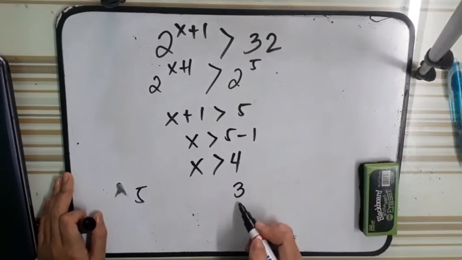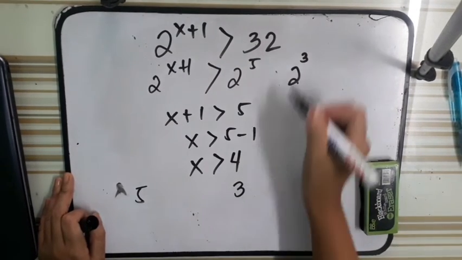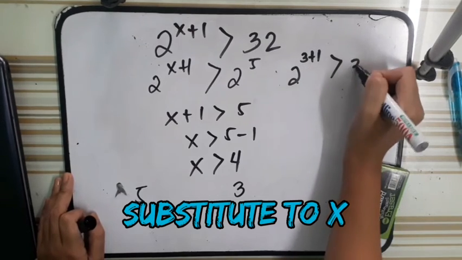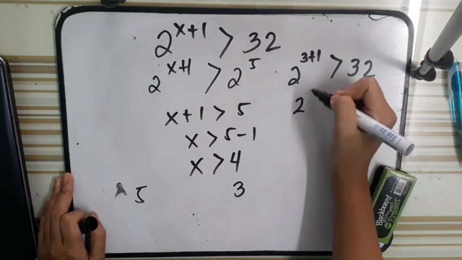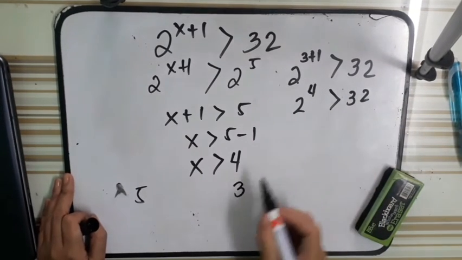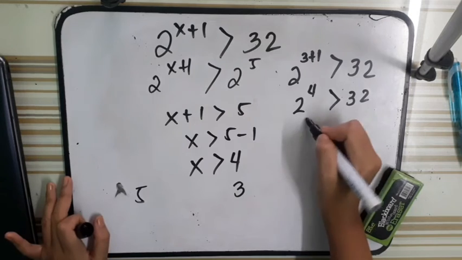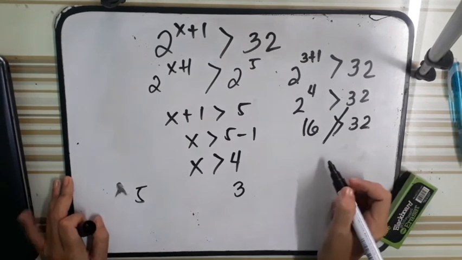Okay, let's say I'm going to use 3 first. We're going to change x to 3. So, this will become 2 raised to 3 plus 1 is greater than 32. Now, 2 raised to 3 plus 1 will become 2 raised to 4 is greater than 32. 2 raised to 4 is equal to 2 times 2, 4 times 2, 8 times 2, 16, is greater than 32. And this is not correct.